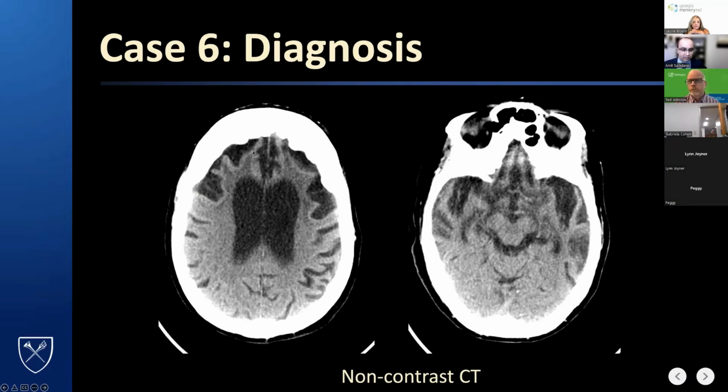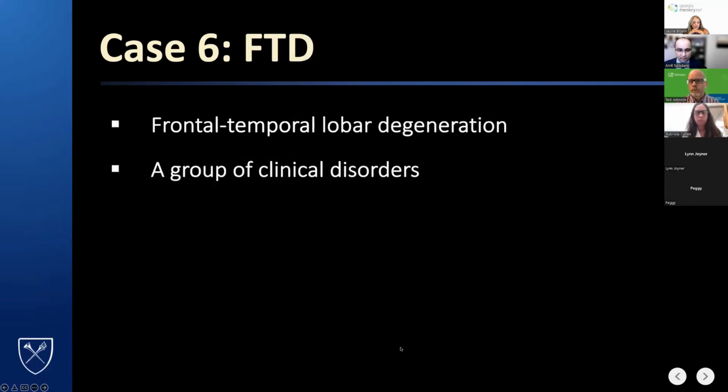So we're seeing the frontal lobes are shrunken. We can see this in the inferior frontal lobe, as well as the temporal lobes, but really a preservation, parietal lobes and occipital lobes. And we're seeing this ex vacuo enlargement of the frontal horns here. And so this is frontotemporal lobar degeneration.